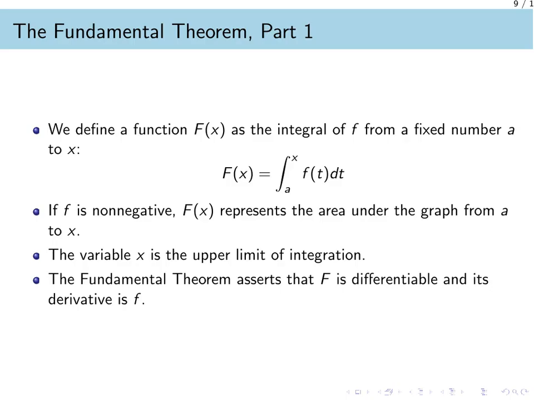We now move to the first part of the fundamental theorem of calculus by defining a new function, capital F of x, as an integral with a variable upper limit. In this expression, capital F of x is the integral of a function f of t from a fixed constant a to a variable x. If the function f is non-negative, you can think of capital F as an area accumulator function that tracks the area under the graph as you sweep from a to x. Note that we use t as a dummy variable inside the integral to distinguish it from the upper limit x.